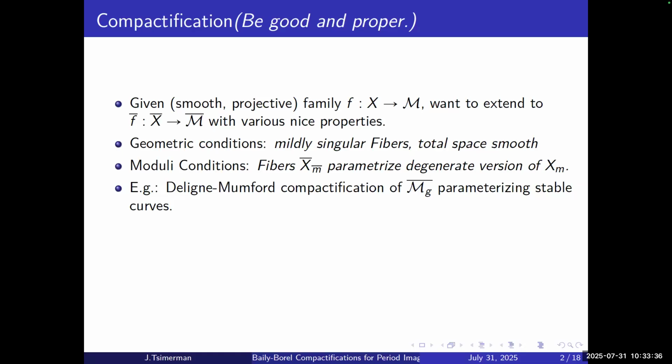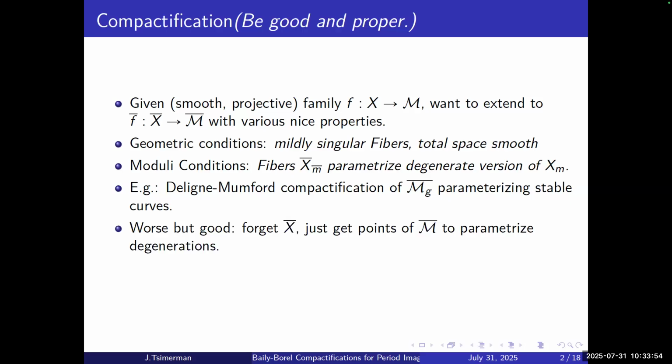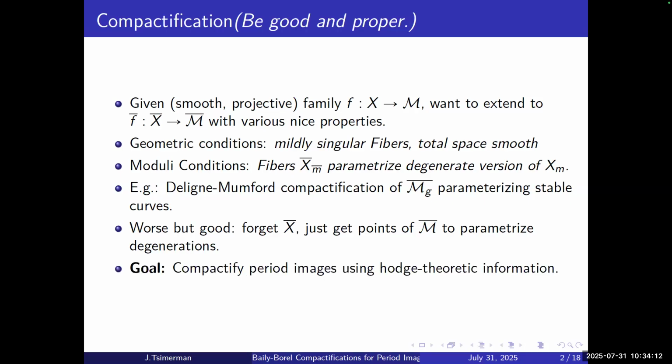So we'll see some examples of this, and one of the most famous examples is the Deligne-Mumford compactification of Mg. So Mg parameterizes smooth projective curves, and then you can compactify it in such a way that it parameterizes stable curves. You still have a nice interpretation. And something that's still good, but not as good, is if you can't extend the family, but maybe you can still interpret the points of the compactification in some moduli theoretic way in terms of degeneration. This is a very vague overview of what one might want.